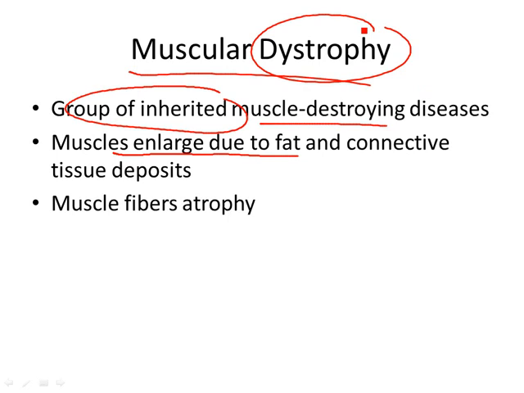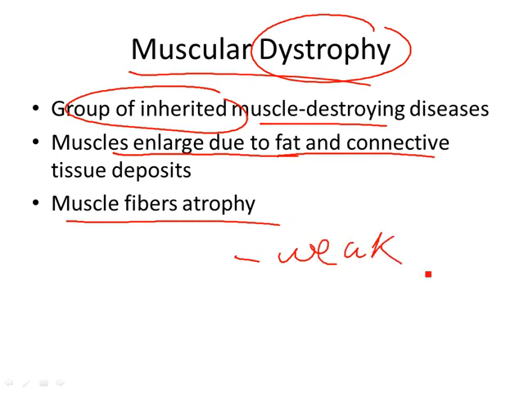All right, so what's happening is they look like they have really large, healthy muscles, but they have a lot of fat in those muscles, and those muscle fibers are atrophying, so they become weak. Okay, and a lot of times it winds up with paralysis. The breathing muscles don't work anymore. They have trouble breathing, so it's not a good thing to have. Typically fatal in your 20s.